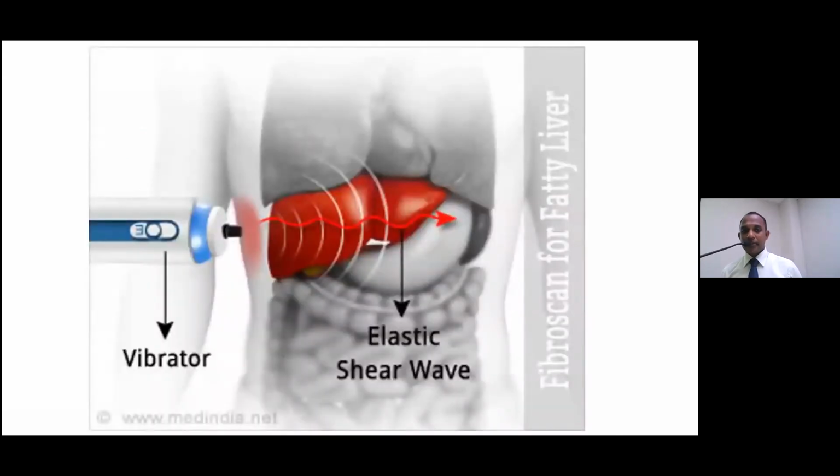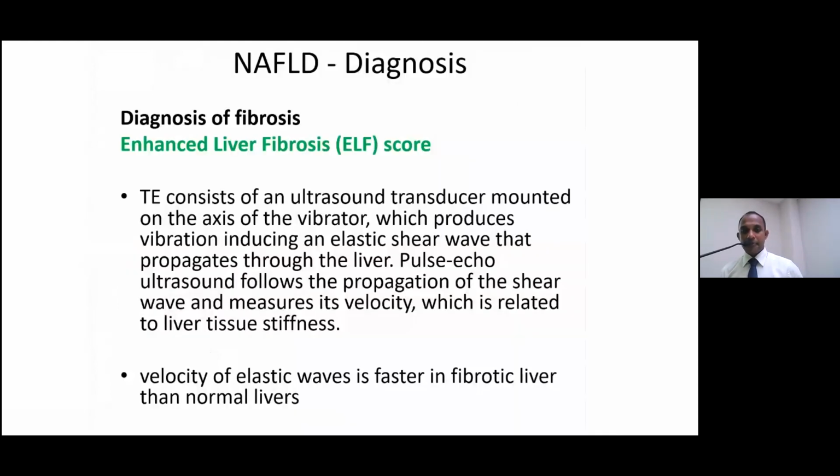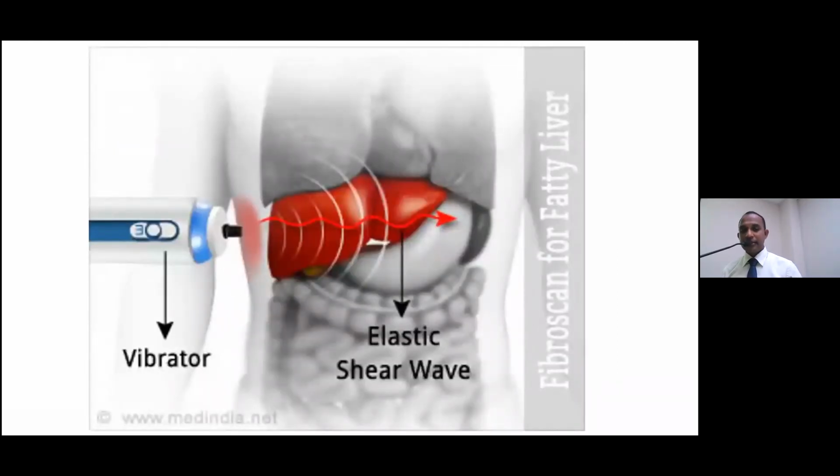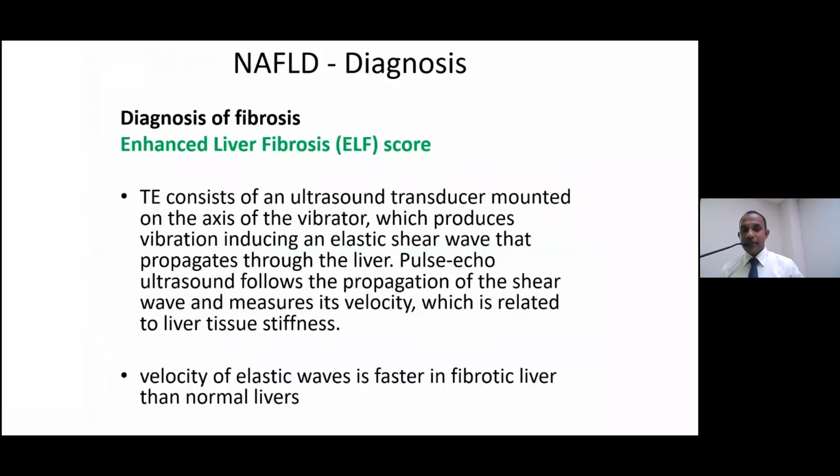So you have got a vibrator, and at the top of it there is an ultrasound beam. When the vibrator vibrates, it causes an elastic shear wave, what you can see in red, and then that is followed by the ultrasound wave, and with the help of that you diagnose the stiffness of the liver. There is a formula for that, and based on that you can assess the degree of fibrosis.